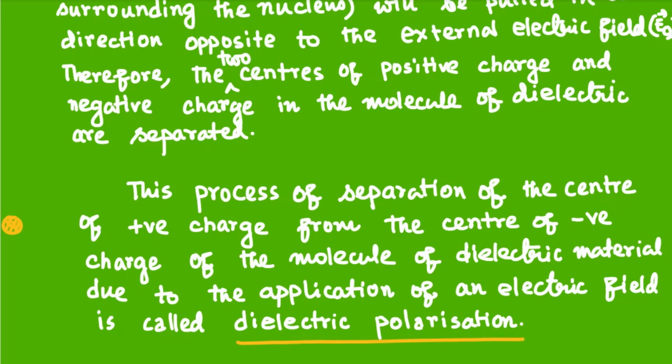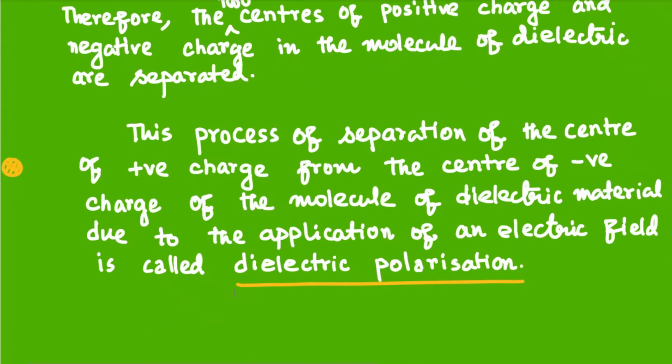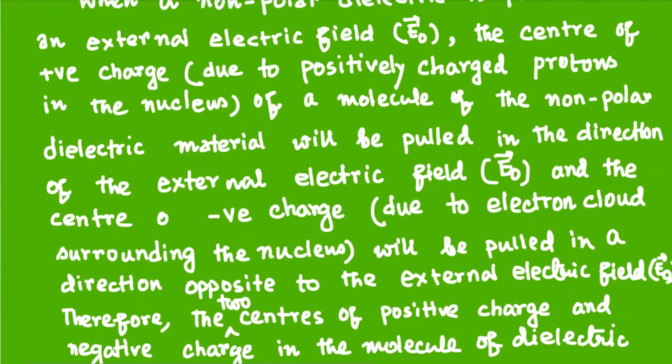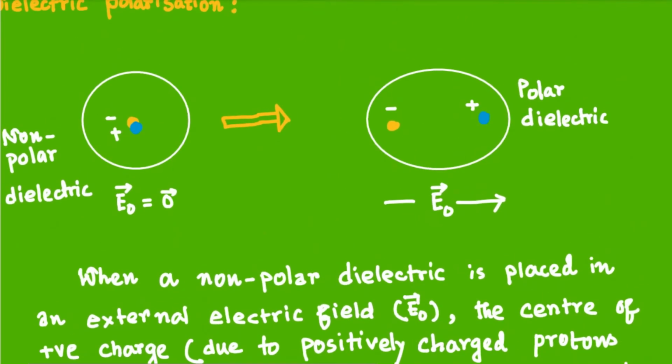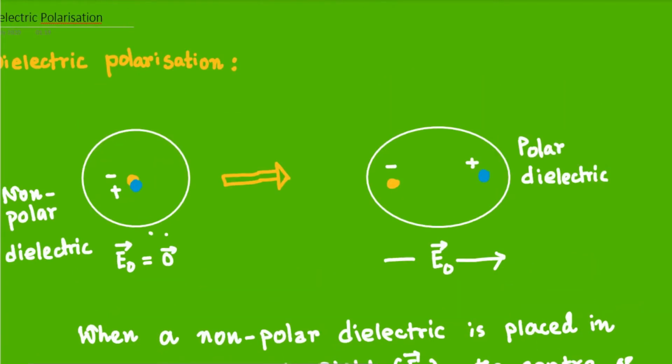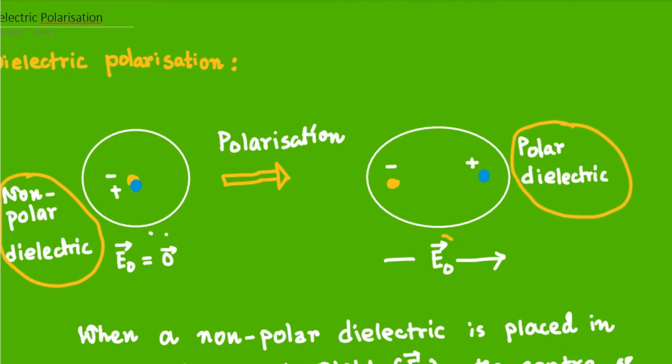Dielectric polarization. So if we return to the diagram again, on the left hand side we have a non-polar dielectric. This process is called polarization, in which a non-polar dielectric is converted into a polar dielectric due to application of an electric field vector E0 on it.